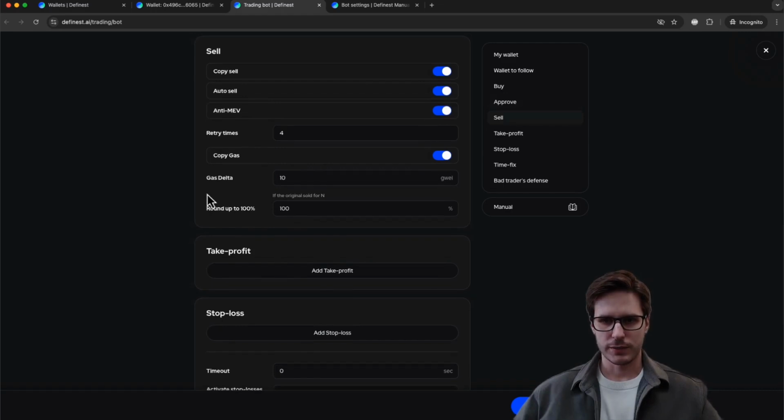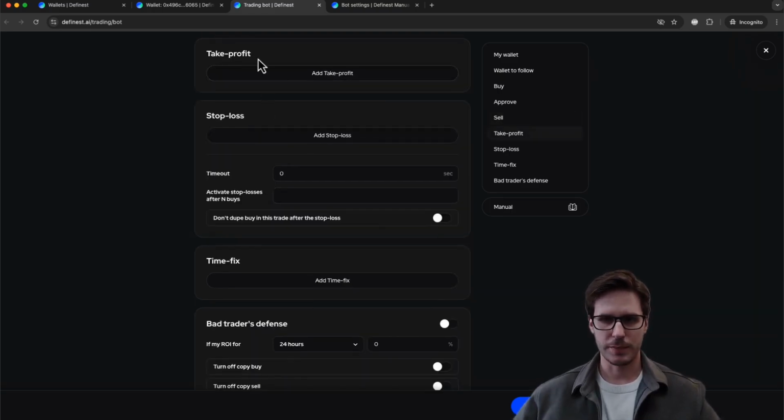Next, here is also one of the rare settings that none of the competitors have. This is rounding up to 100%. For example, if the original wallet sells for 99%, then you will sell for 100%. This way you won't have any small, confusing amounts left over, and the transaction is complete. Or, for example, you can set it so that if 90% is sold, it rounds this sale up to 100. Here, well, I usually set it to 95%.